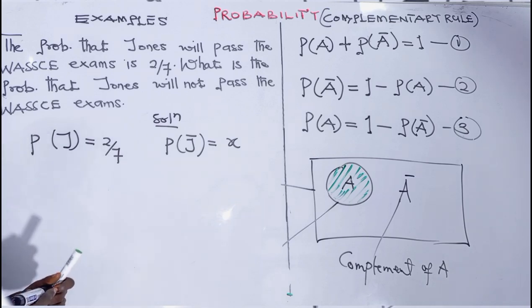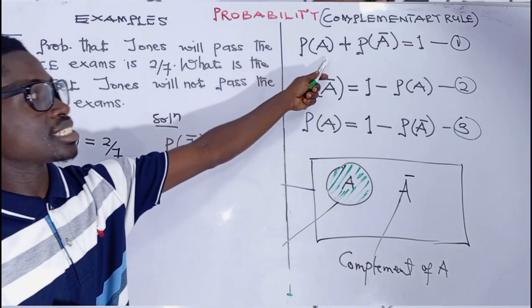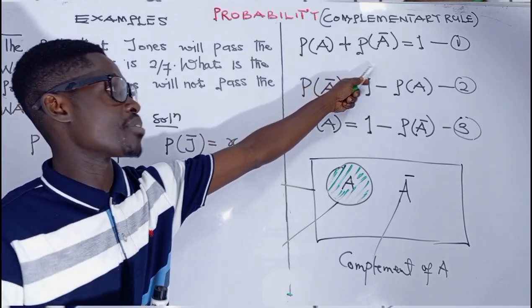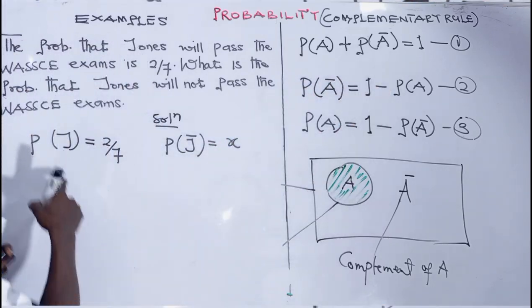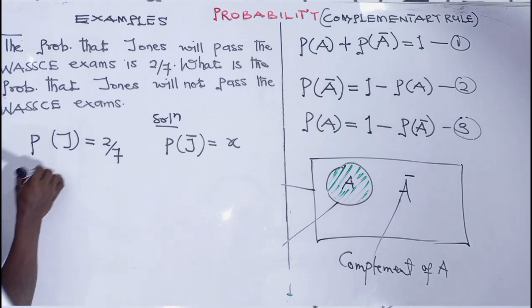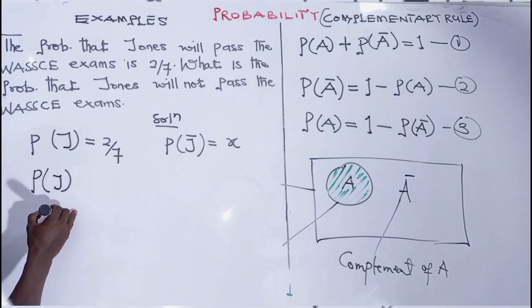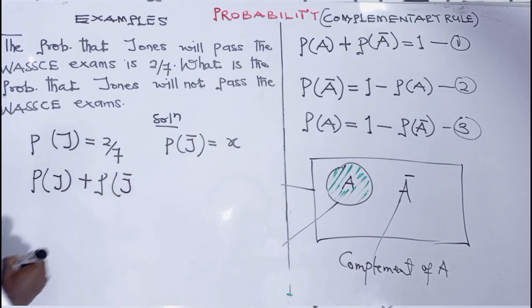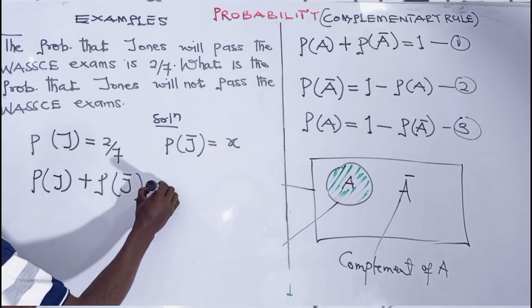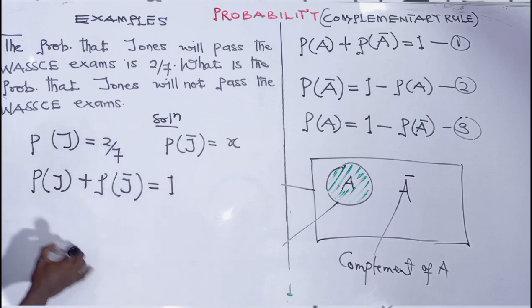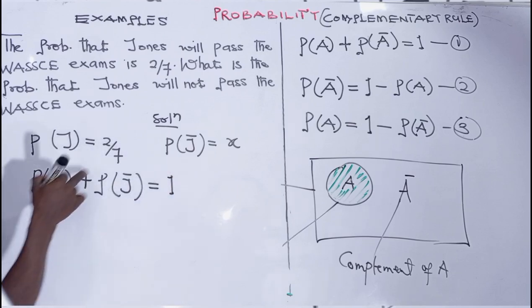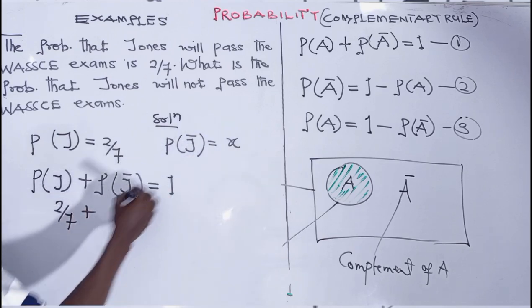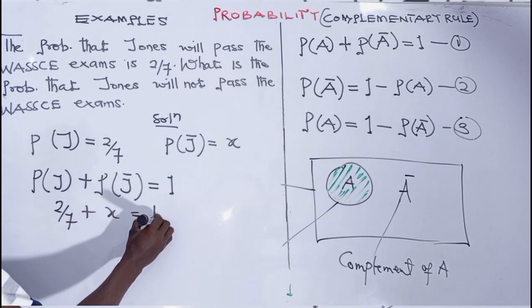We have just learned that the probability of an event occurring plus the probability of that event not occurring must give us 1. So therefore we can say that the probability that Jones will pass the WASSCE exams plus the probability that Jones will not pass the WASSCE exams should give us what? 1. Now the probability that Jones will pass the WASSCE exams, we have 2 over 7. This we are using X, and that is going to give us what?